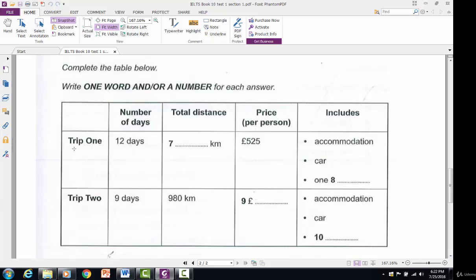They're going to first talk about trip number 1, right? Then they're going to talk about 12 days. Then they're going to talk about distance and give you number 7, which is going to be a number because it's connected to kilometers. Then they're going to say 525. Then they're going to go into what's included. They're going to say accommodation. Then they're going to talk about the car, and then number 8 is connected to the word one something, right?